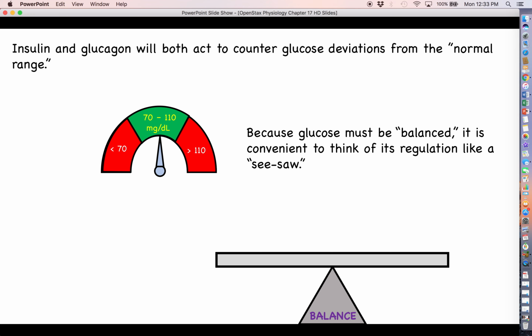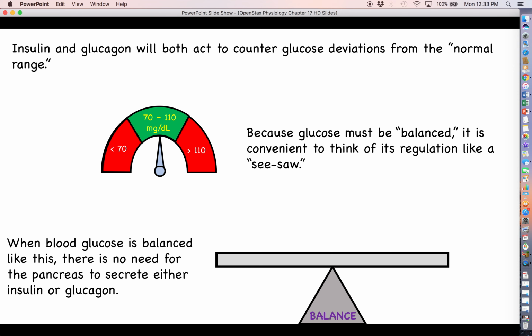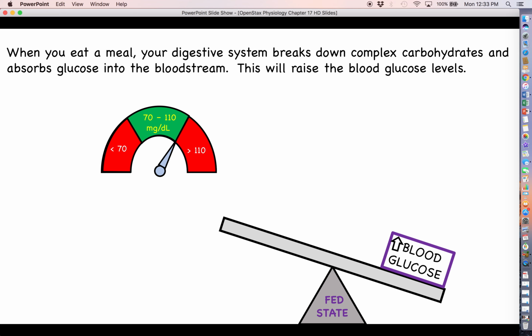So another way to think of this balance is like a seesaw. When a seesaw is balanced, the two ends are perfectly level with each other. So when blood glucose is balanced like this, there should not be a need for either one of these hormones, neither insulin nor glucagon. But of course, as you go about your day, your blood glucose levels are definitely going to fluctuate a lot.